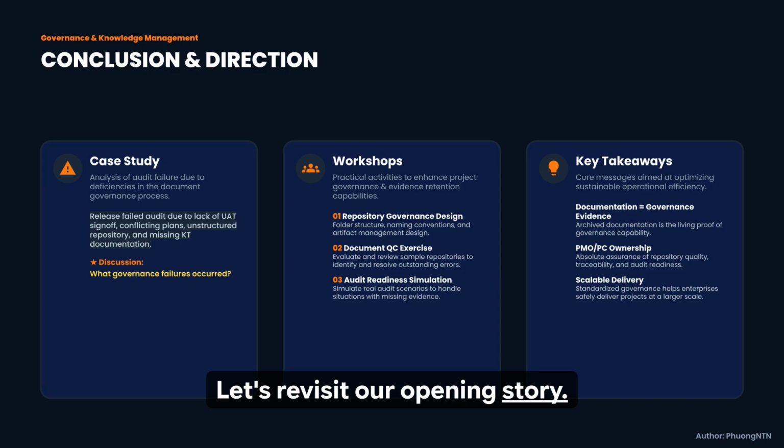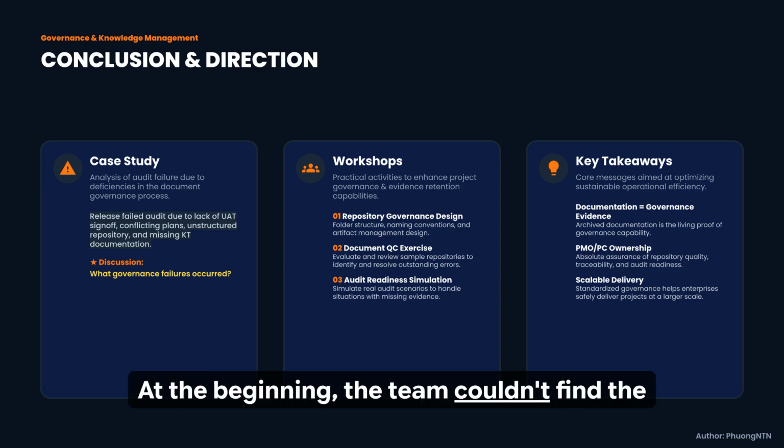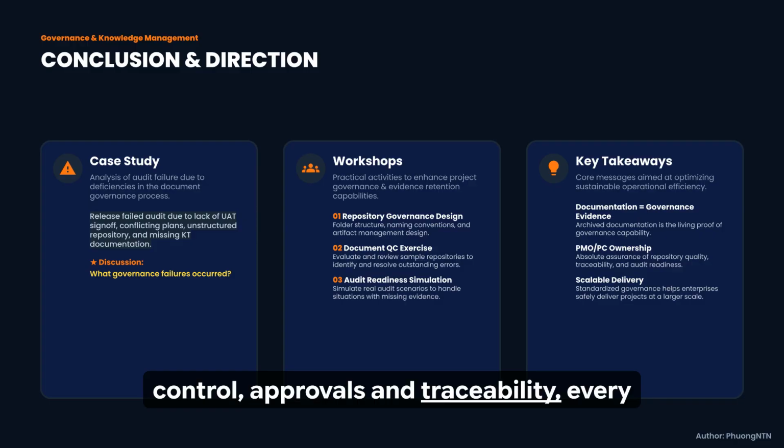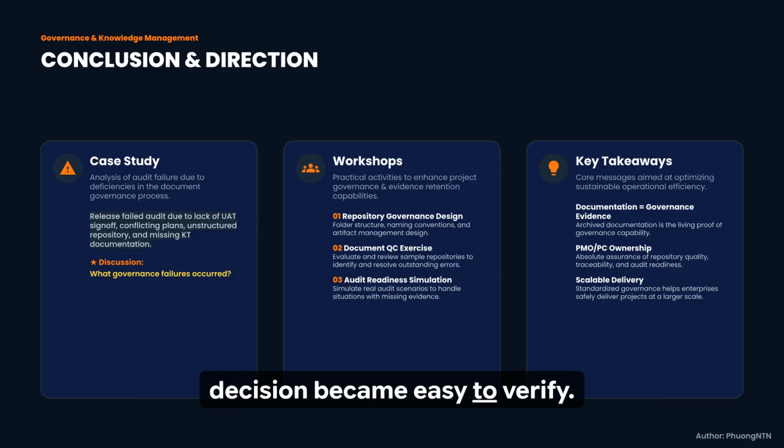Let's revisit our opening story. At the beginning, the team couldn't find the correct document. After applying repository standards, version control, approvals, and traceability, every decision became easy to verify. Documentation isn't paperwork. It enables faster delivery, smoother collaboration, and successful audits.